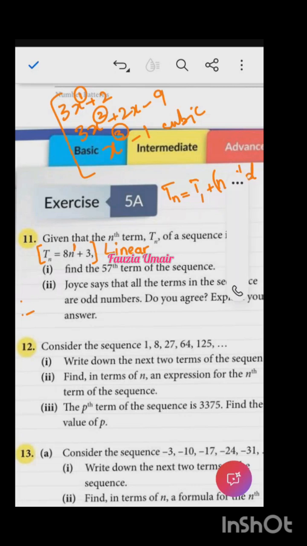Because if we multiply a number with 8, it's an even number, and then we're adding an odd number. So isn't it always you will get an odd number? If you add 3 to an even number, your answer will always be odd. Miss, odd will come, right? So it's true, it's not false.